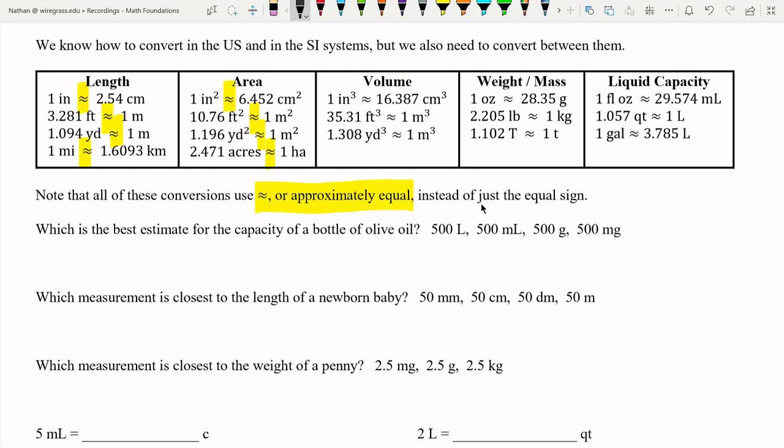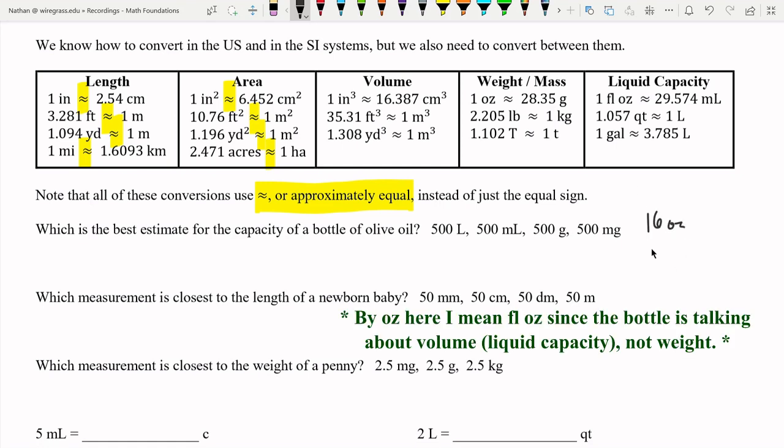So what's the best estimate for the capacity of a bottle of olive oil? Well, if you go to the store and buy olive oil, you'll see it's somewhere around 16 ounces, like a pint. You can also get a quart, 32. You can even get a half gallon, which would be 64 ounces, somewhere in this range. There are different sizes, of course, but somewhere around there. Let's just go with 32 ounces.